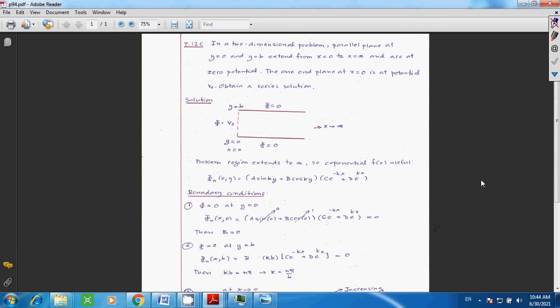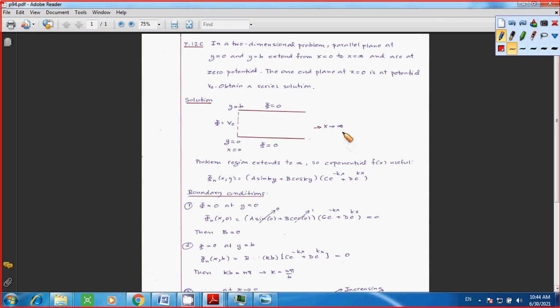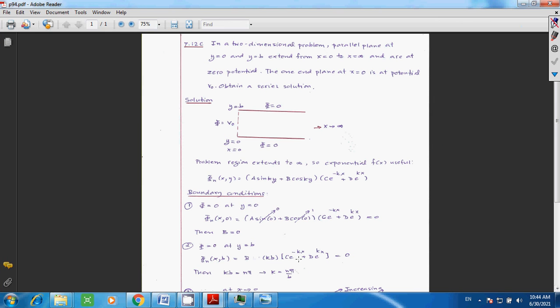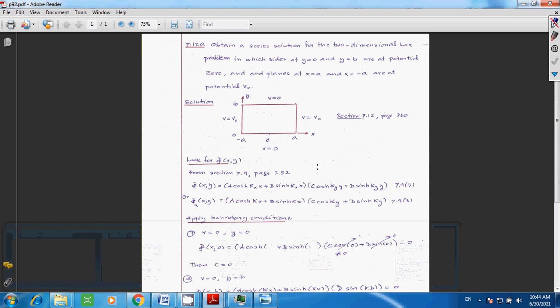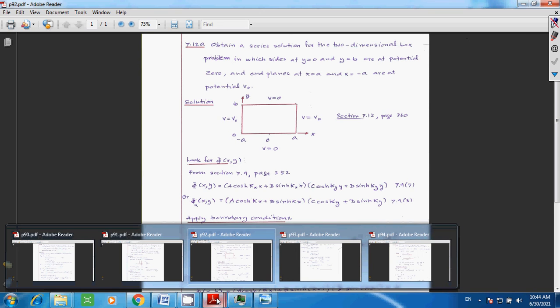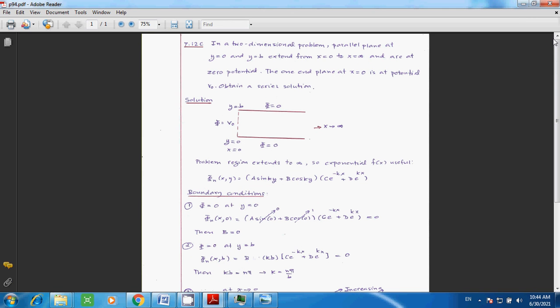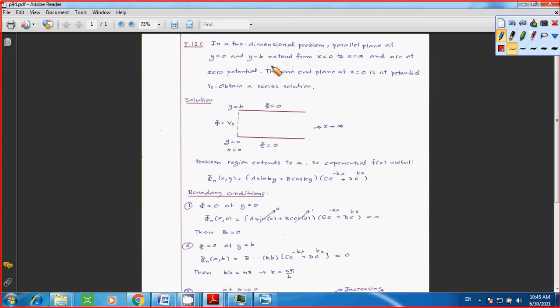Problem 7.12c is similar to the previous problem, or problem 7.12a. But this one just becomes the plane extended to infinity instead of to a as in the previous problem, right?